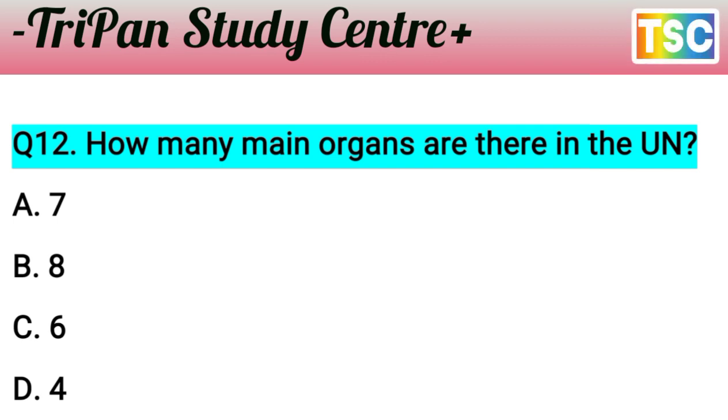The question is clear here. How many main organs are there in the UN? The most important question here. Option 5 is nothing, it is not given here. The options are A 7, B 8, D 4. The right answer is C, 6. C 6 is the most important answer here. It means 6 main organs are there in the UN. That's important. And let's see the next question.